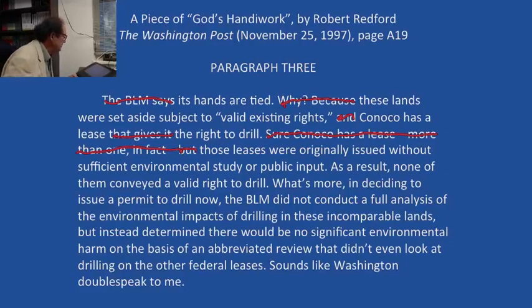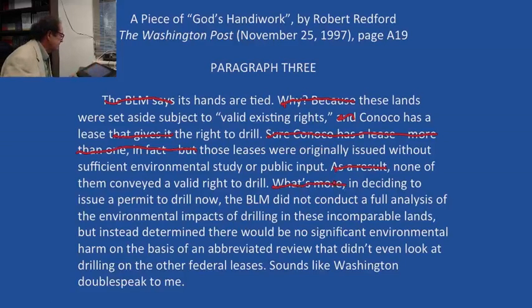These leases were originally issued without sufficient environmental study or input. That's going to be an important premise. "As a result," we saw that was an argument marker, going to be replaced by a dot pyramid like the others. None of them conveyed a valid right to drill. What's more, another argument marker, so it's going to get replaced by a dot pyramid.